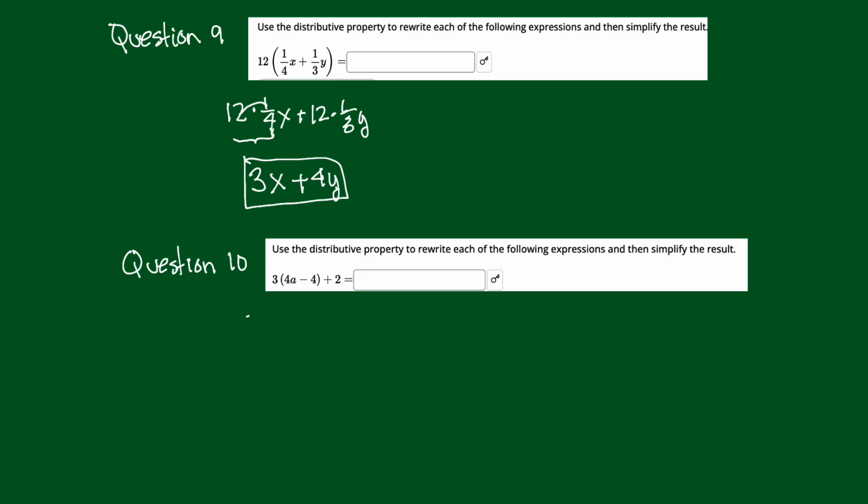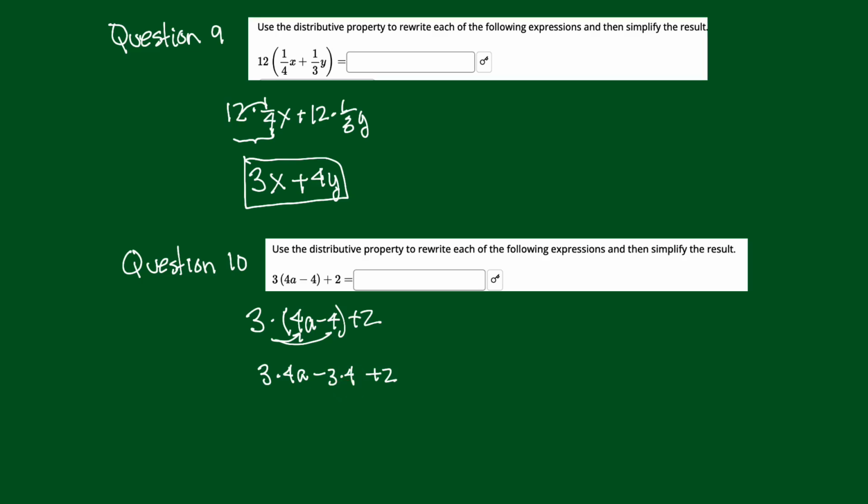So that will look like this. 3 times, I'm just going to rewrite this, 4a minus 4 and then plus 2. So let's do this multiplication first. So I'll get 3 times the 4a minus 3 times the 4. And then I've got that plus 2 out there. So let's go through this one left to right. Now what have we got here? We've got a multiplication. There's no dot, but when you have a number and a variable next to each other, it indicates a multiplication. So multiplication, multiplication, subtraction, multiplication, addition. Let's do this multiplication and this multiplication before we do the subtraction and addition.